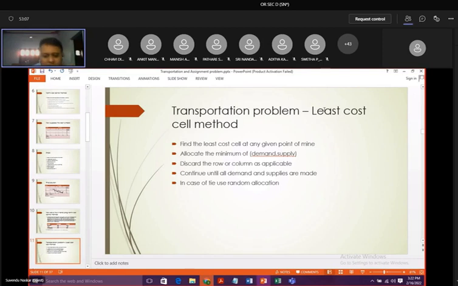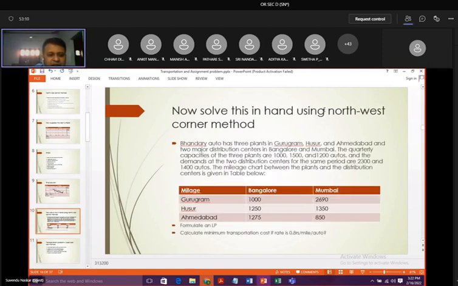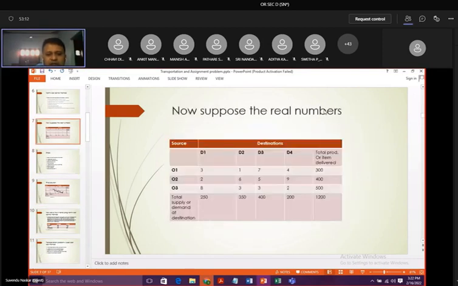Can you solve the previous problem, not this one, the one for which we computed the cost? Can you solve this problem using least cost?